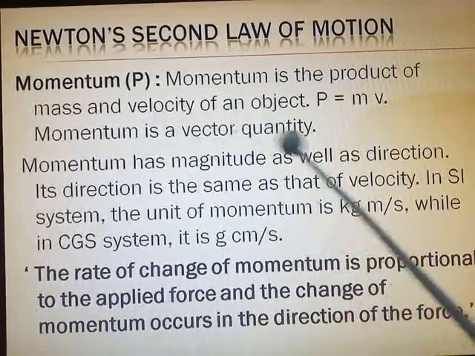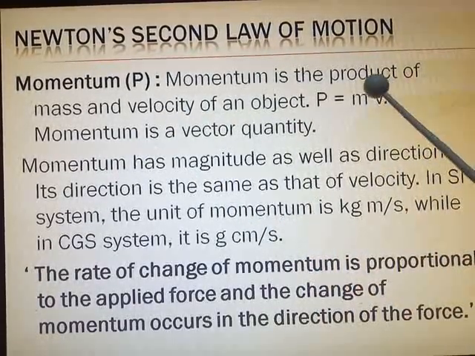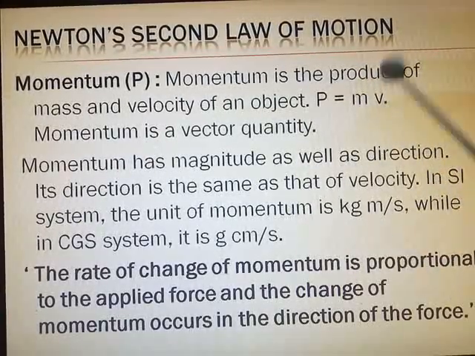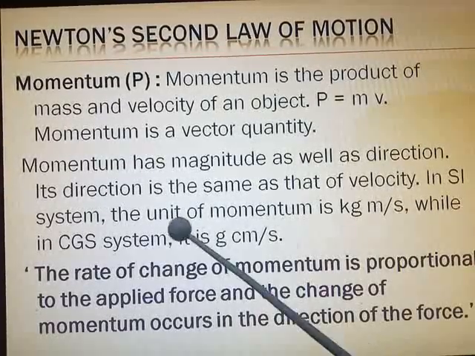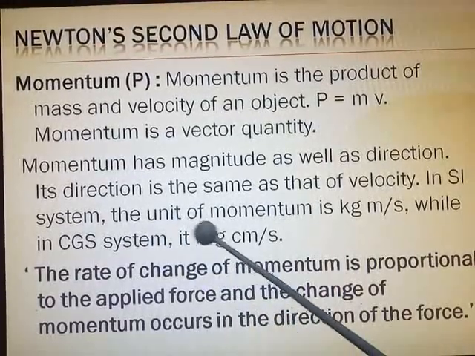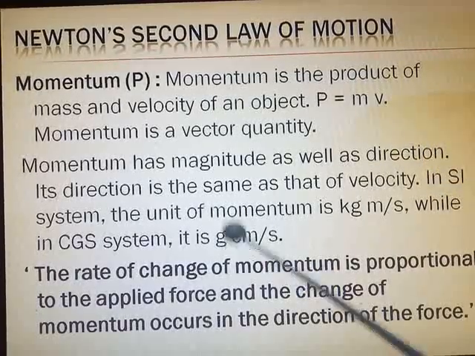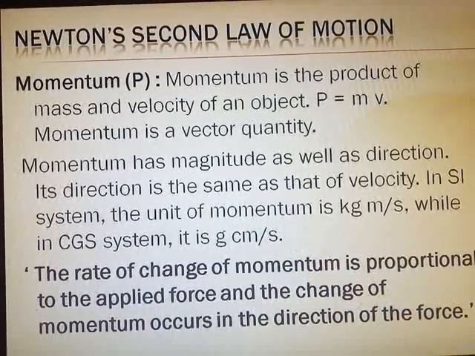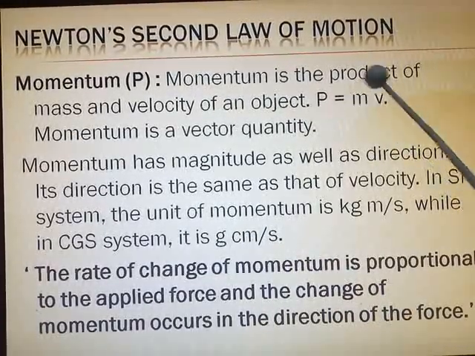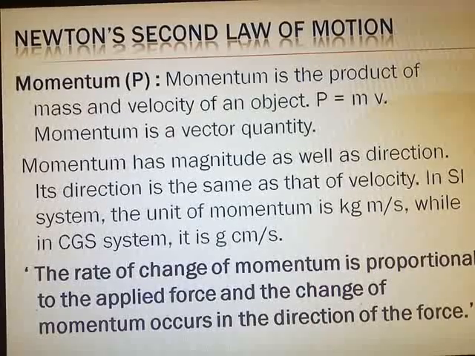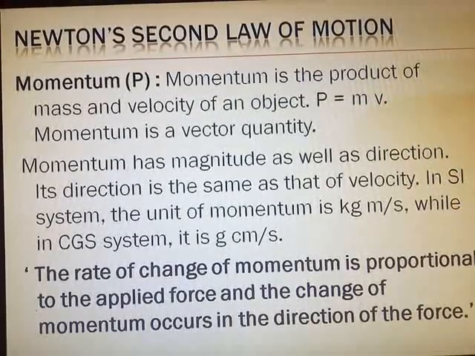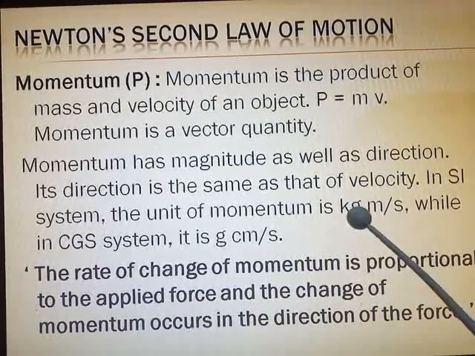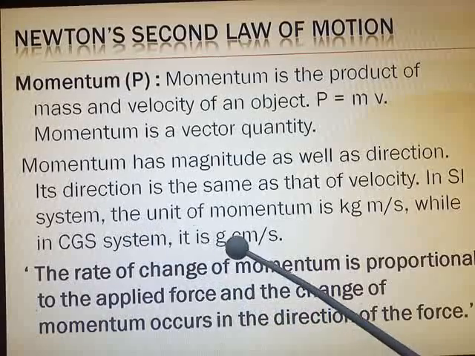Now the unit of momentum will be kg meter per second, because you can see in the formula, mass is in kg and velocity is in meter per second. This is the SI unit. In the CGS unit, mass is in grams and velocity is in centimeter per second, so gram centimeters per second. So what is the formula for momentum? P is equal to m multiplied by v. It is a vector quantity and its units are, in the SI system, kg meter per second and, in the CGS system, gram centimeters per second.